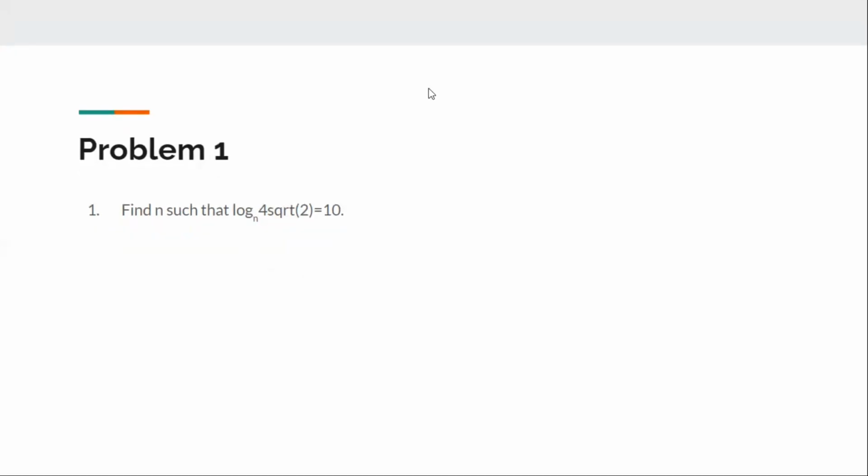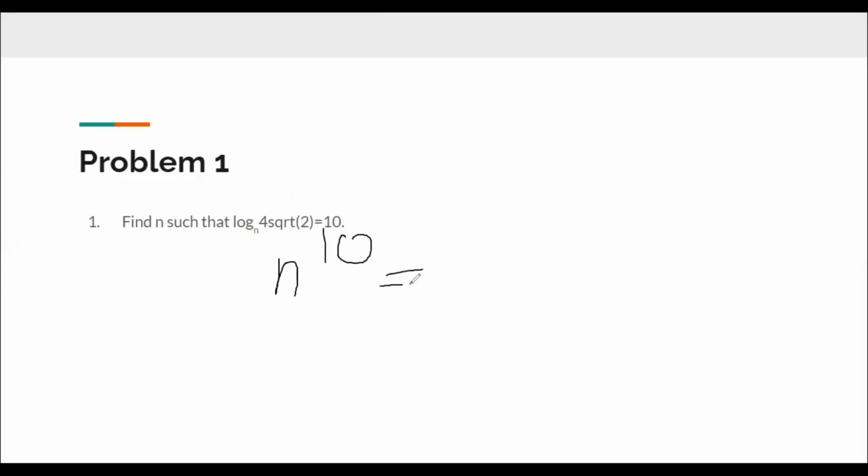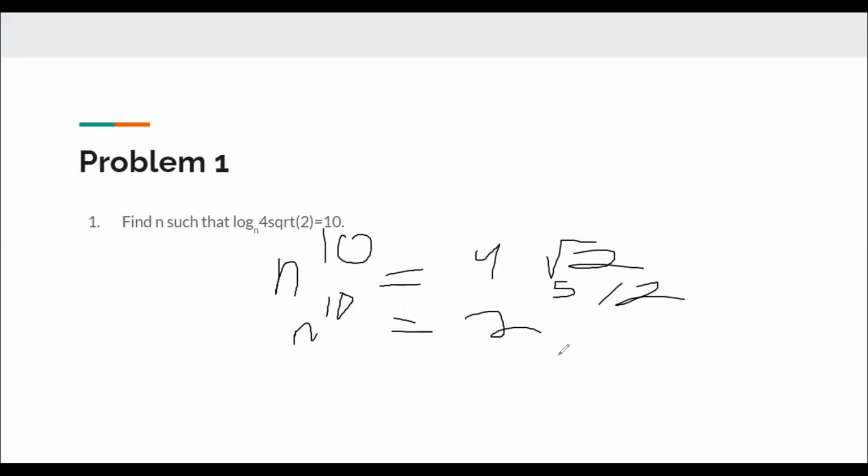The first problem says, find n such that log base n of 4 root 2 is equal to 10. You're trying to say n to the power 10 is equal to 4 root 2, or n to the power 10 is equal to 2 to the power 5 by 2.